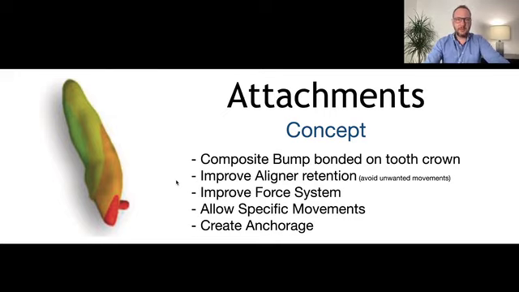One of the most important advantages of using attachments is to improve aligner retention, okay, because when we don't have the plastic holding the crown completely, we sometimes start creating forces or movements that we don't want. Okay, so keeping the aligner seated is very important. Sometimes the attachment is not there to promote any movement, but just to keep the aligner well seated. Okay, and by doing this, we're going to improve the force system.